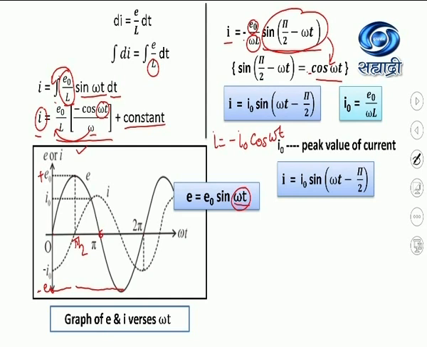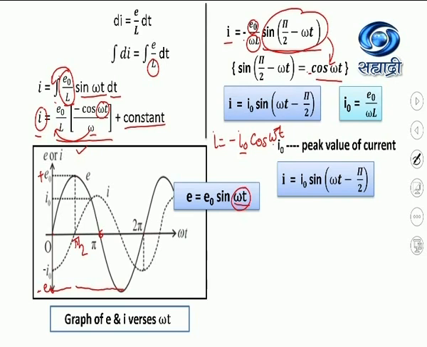Now I will take initially omega t as 0. Then what will be the value of current? I is equal to minus I naught. Cos 0 is plus 1, so minus I naught. So here when the phase is 0, the current is maximum, that is minus I naught.